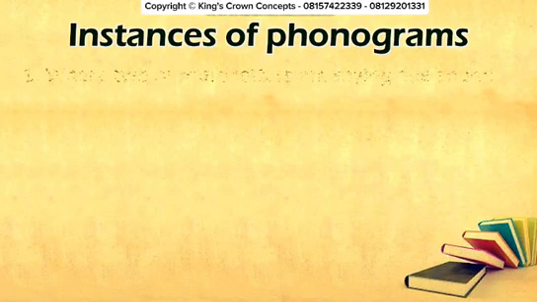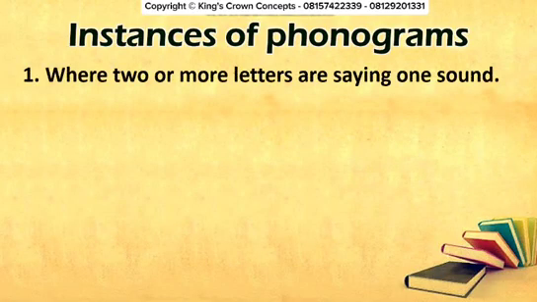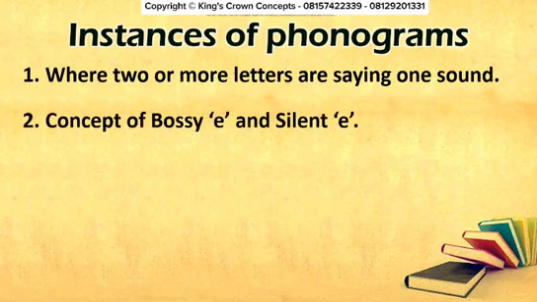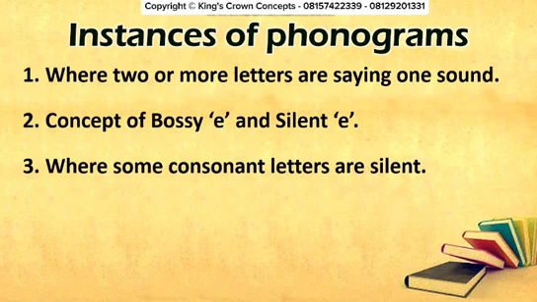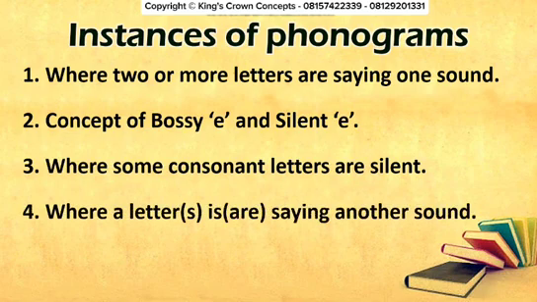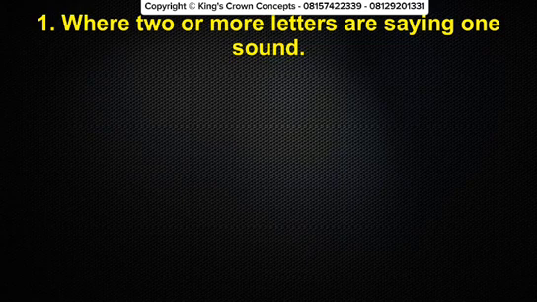The four instances of phonograms are where two or more letters are saying one sound, where we have the concept of E and silent E. We also have where some consonant letters are silent. We also have where a letter or letters is or are saying one sound. Now, where two or more letters are saying one sound.